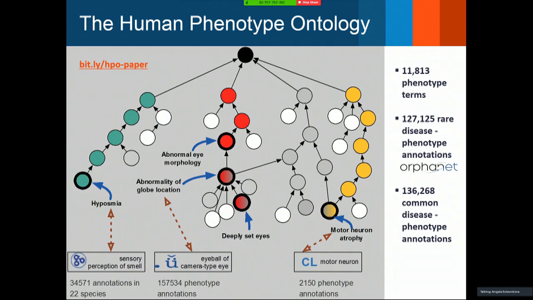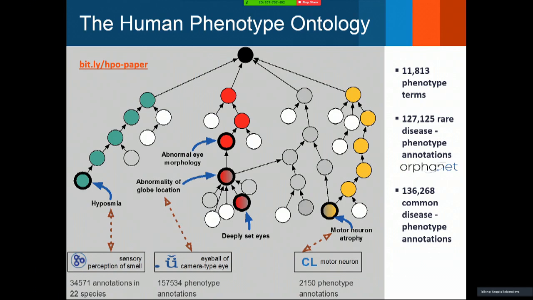What makes the Human Phenotype Ontology different are two things. One is that each one of these nodes in the graph is represented in that logically computable manner that I described earlier. So here, hyposmia is described logically in terms of the sensory perception of smell, which has 34,000 annotations in 22 species. So all of a sudden, there's an enormous amount of data that can be associated with just that single term. And if we think about the patient as a collection of these terms in the graph, then we really can combine data from very many different sources.